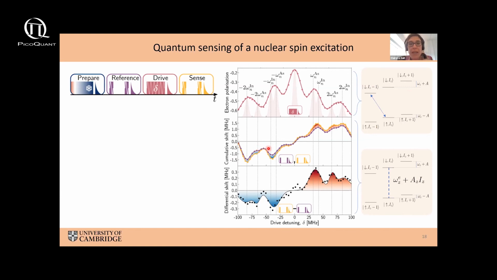The second thing is we actually see a cumulative shift. In other words, we have a reference which depends on the drive detuning, which means that our preparation here is suboptimal. It doesn't fully erase the drive. But if we take the difference signal between these two curves, you actually retrieve the single magnon shift, which is a measure of the hyperfine shift when you have changed the nuclear state by 1 unit. And this is what we see.